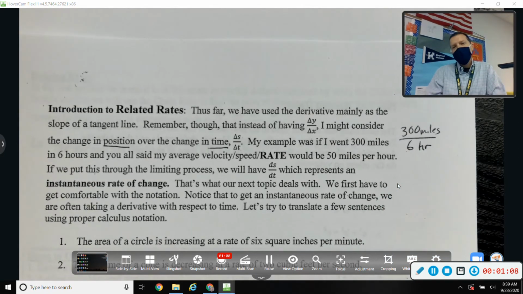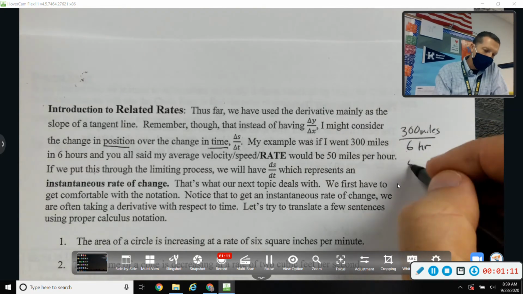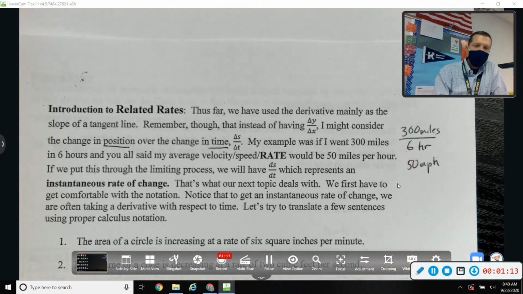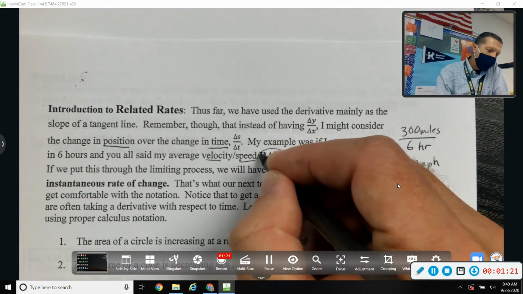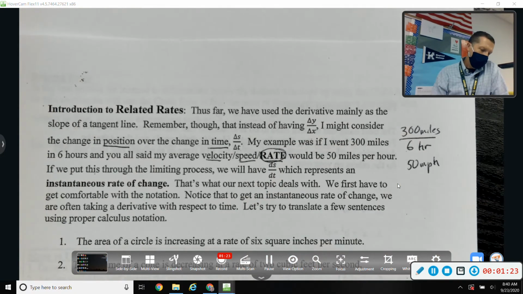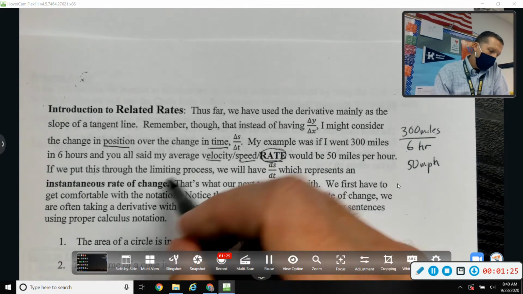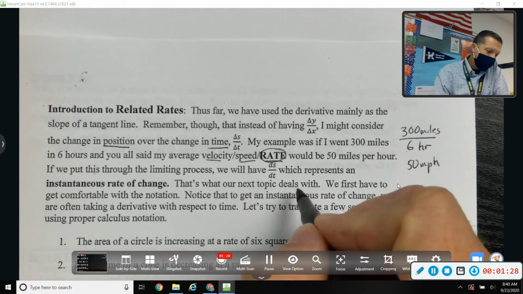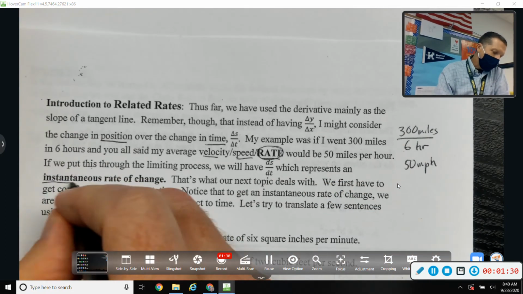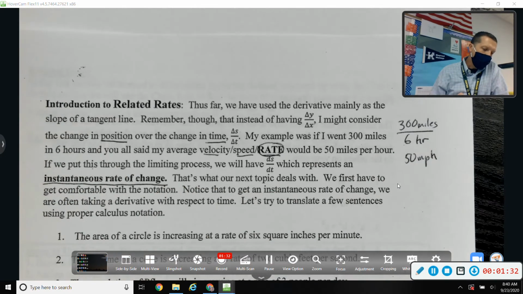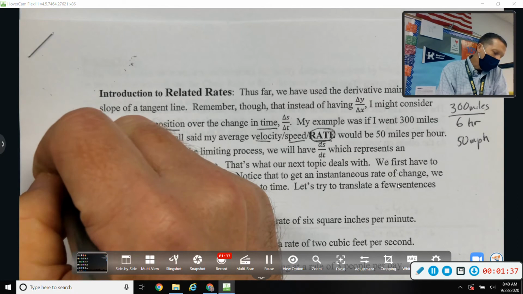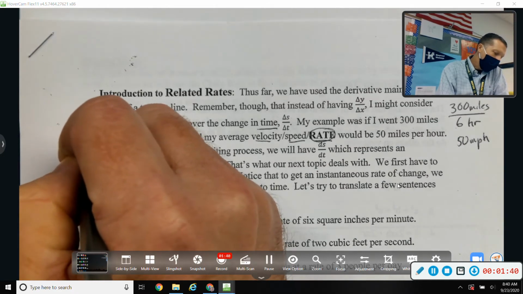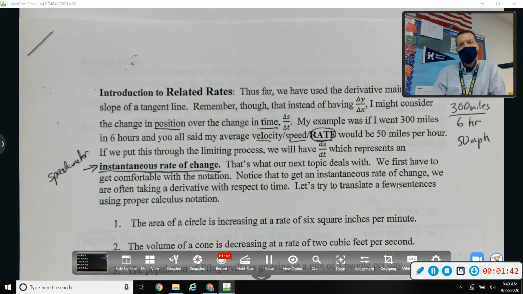300 miles divided by 6 hours, well, that would get me miles per hour. That's like week 1 of physics right there. That's a velocity, a speed, a rate. Rate's another good word for derivative. If we do a limit process, we could have an instantaneous rate of change. So remember, instantaneous rate of change, that's the speedometer. That's what the speedometer tells you. How fast are you going at this moment?